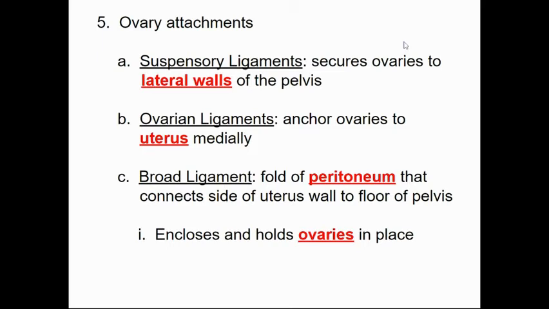The ovary itself is not just floating around. It is held in place by some ligaments. So these are called the suspensory ligaments, ovarian ligaments, and the broad ligament. And they sort of house and contain the ovaries to keep them in position.